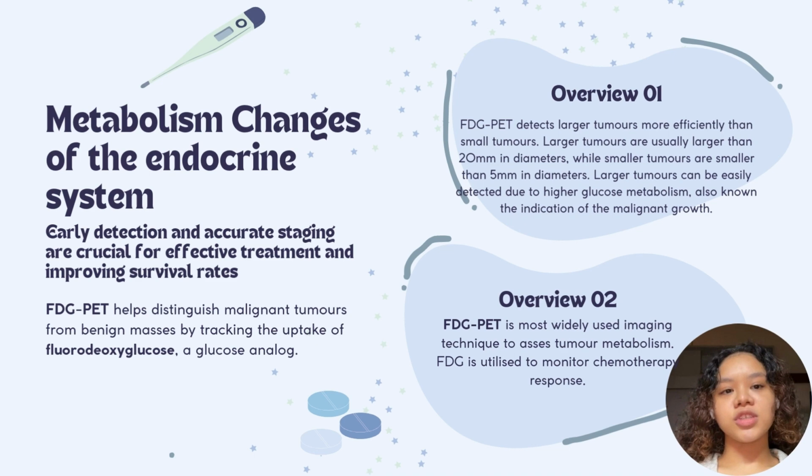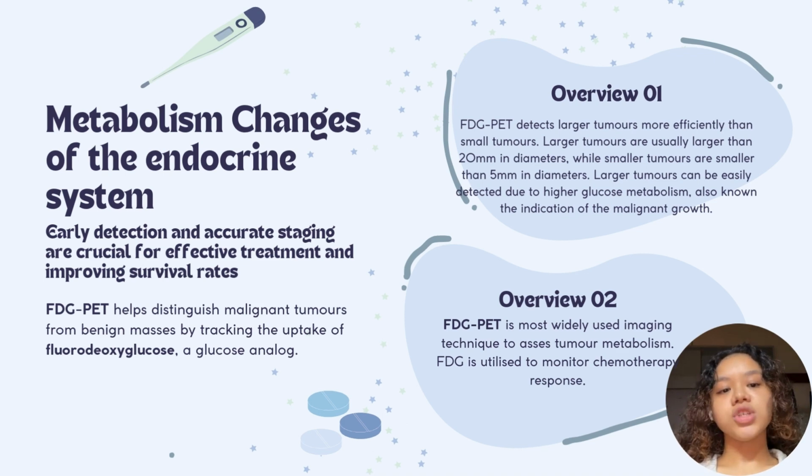FDG PET scan helps distinguish malignant tumors from benign masses by tracking the uptake of fluorodeoxyglucose, a glucose analog. FDG PET scan is more efficient in detecting larger tumors than smaller tumors. Larger tumors are usually larger than 20 milliliters in diameter, while smaller tumors are smaller than 5 milliliters in diameter. Larger tumors are easily detected due to higher glucose metabolism, an indication of malignant growth.